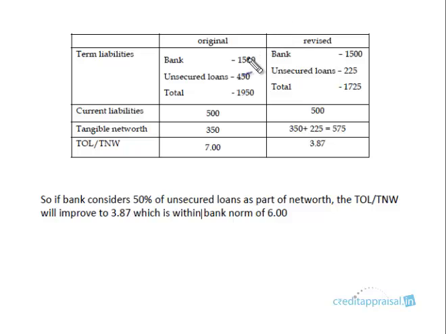So if you take it, the earlier existing term loan, let us assume no repayment, is 1500 lakhs. Unsecured loans originated was 450. Now 225 lakhs. So if you do the reworking, earlier we got 7:1, and we said this is not as per the bank norm.